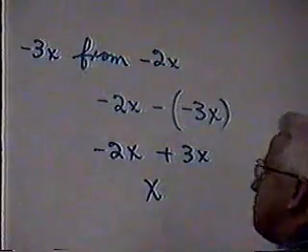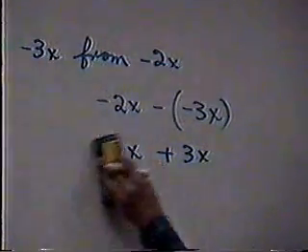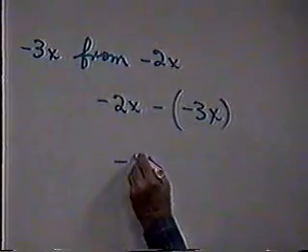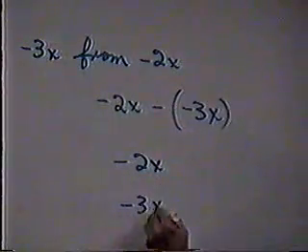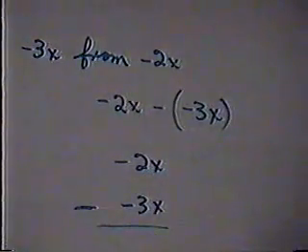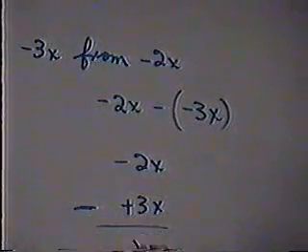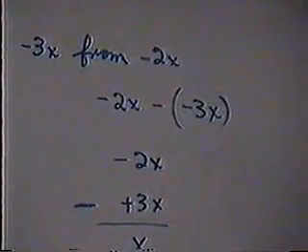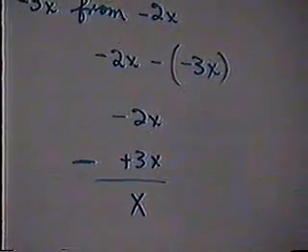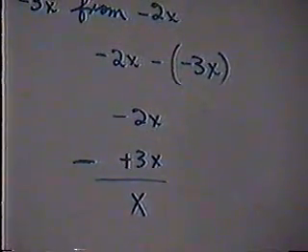Okay? Now the other method would be where we write this down, and we write this down, and we subtract. Now when we subtract, we do what? We change the sign of the bottom one and add. So we get the same answer. All right, now let's look at the last 6 examples.